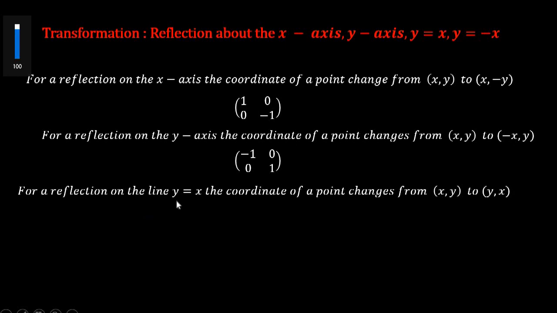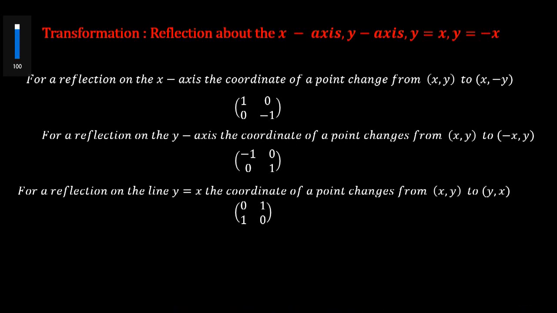Now for a reflection on the line y equal to x, the coordinate of a point changes from xy to yx. It's simply an interchange. It means if you reflect 2 3 on the line y equal to x, it will simply be 3 2, and the matrix operator is 0 1 1 0. You see that change from our vector, our operator 1 0 is now being changed to 0 1, 0 1 being changed to 1 0, because that's a reference matrix operator with the unit vectors.